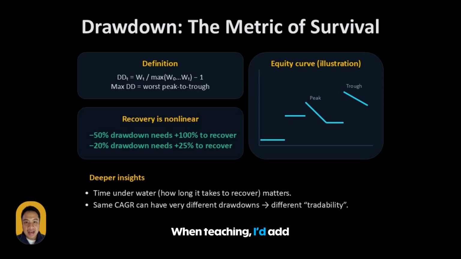When teaching, I'd add two deeper insights. One, time underwater. Sometimes drawdown isn't huge but lasts very long. That kills confidence and gets strategies turned off. Two, path dependency. Two strategies can have the same CAGR but different drawdowns. The one with the smoother path is more scalable and more realistic for real investors.